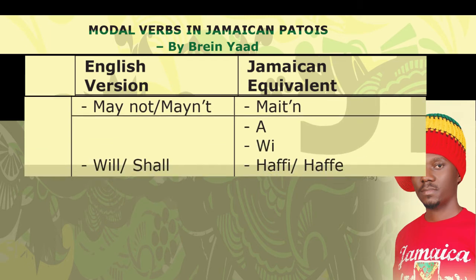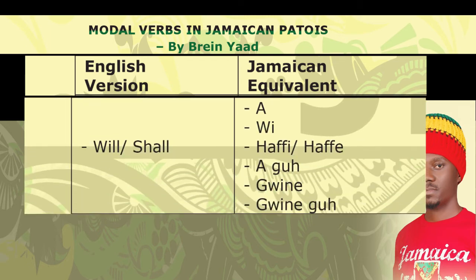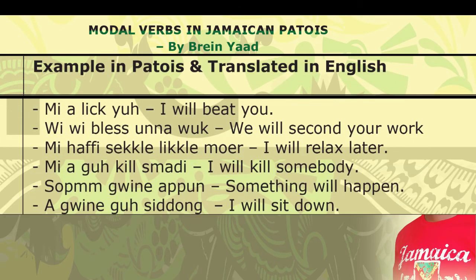Good. We go to modal verb will or shall. That is future tense. How do you say will or shall? You may simply use the article "a". Under example we say, "Me a lick you." To lick somebody is to beat them thoroughly, cane them. Whereas in English it means to use your tongue, licking.